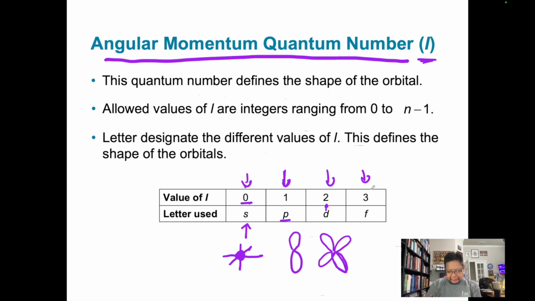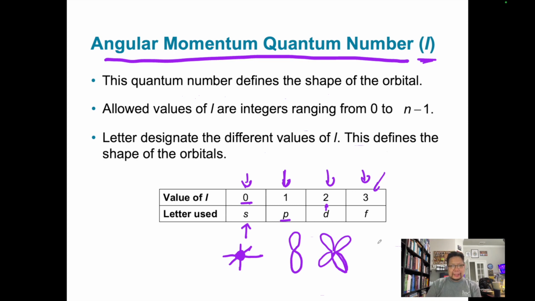And then when you have f orbitals, they have an L quantum number of 3. So you have an angular momentum quantum number of 3 for the f orbitals, and I'll tell you now that the f orbitals are too hard to draw, so I'm not going to draw them for you. I'll show you pictures of them in a minute.